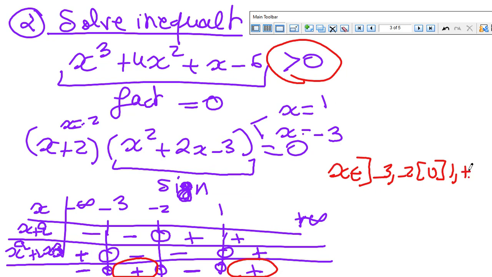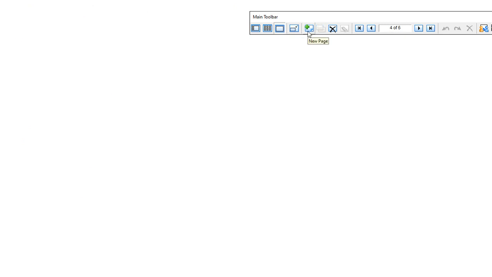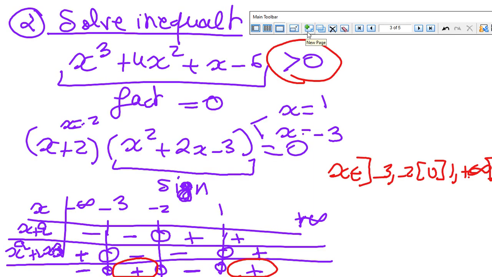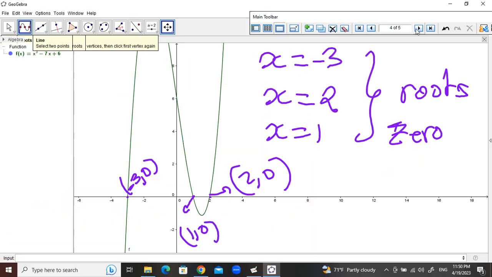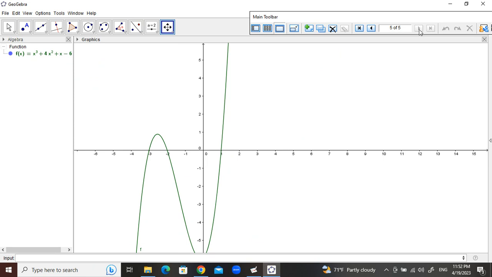And how can I check if what I did here is also right? By doing this graphically. What we need to do now is graph it on GeoGebra or on the calculator. I have it already here. It's ready. So this is the graph.